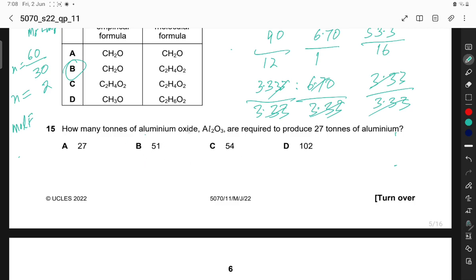How many tons of aluminum oxide are required to produce aluminium plus oxygen? 2Al2O3 gives 4Al plus 3O2. So 27 tons of aluminium.